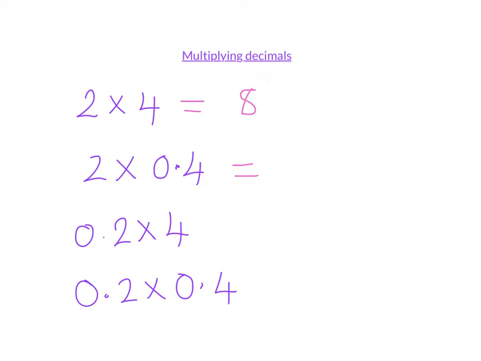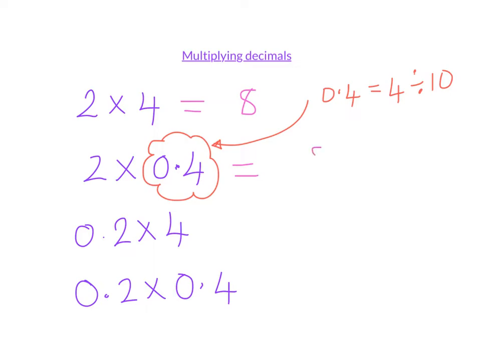So what happens if I say 2 times 0.4? Well, I need to remember 0.4 is just 4 divided by 10. So I can still do my 2 times 4, which is 8, but I'm going to need to divide by 10, which means I'm moving my decimal point one place, and I'm going to have 0.8.